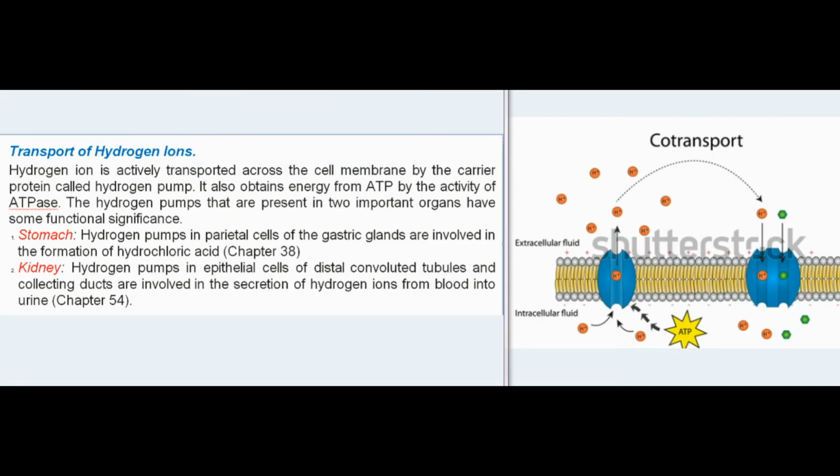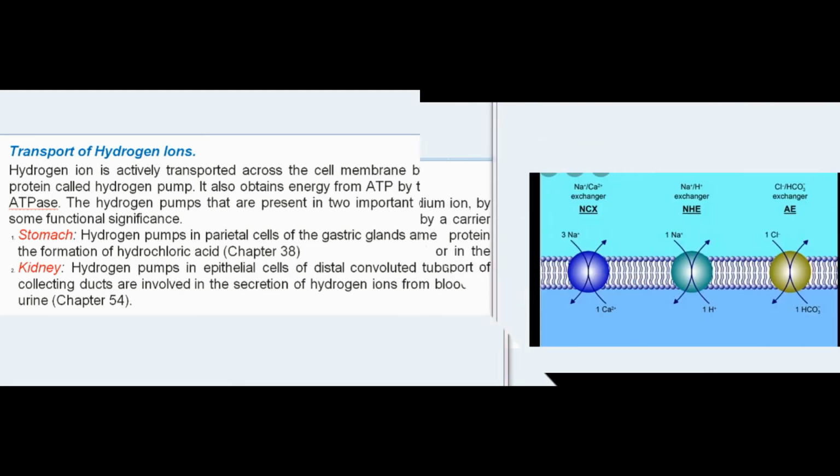Transport of hydrogen ions. Hydrogen ion is actively transported across the cell membrane by the carrier protein called the hydrogen pump. It also obtains energy from ATP by the activity of ATPase. The hydrogen pumps that are present in two important organs have some functional significance. Stomach: hydrogen pumps in parietal cells of the gastric glands are involved in the formation of hydrochloric acid, chapter 38. Kidney: hydrogen pumps in epithelial cells of distal convoluted tubules and collecting ducts are involved in the secretion of hydrogen ions from blood into urine, chapter 54.